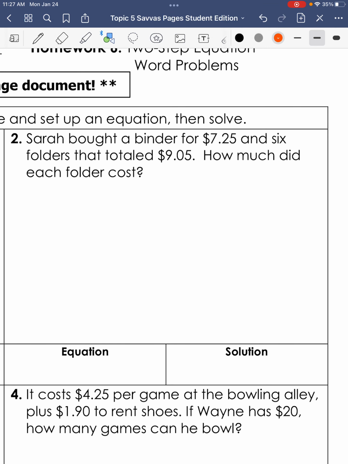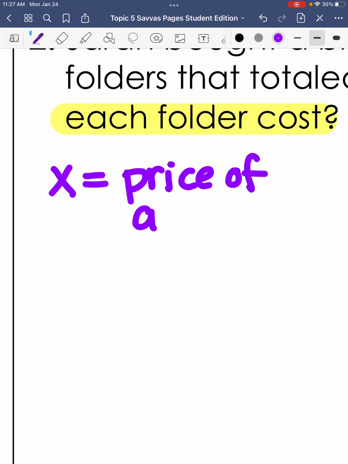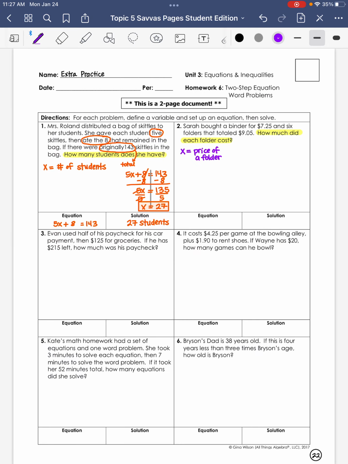Sarah bought a binder for $7.25 and 6 folders that totaled $9.05. How much did each folder cost? Okay, we're trying to answer this question right here. It doesn't matter what variable we use, but a common variable is X, so that's what I'm going to go with. So X represents the price of a folder. Okay, how much the folder cost?